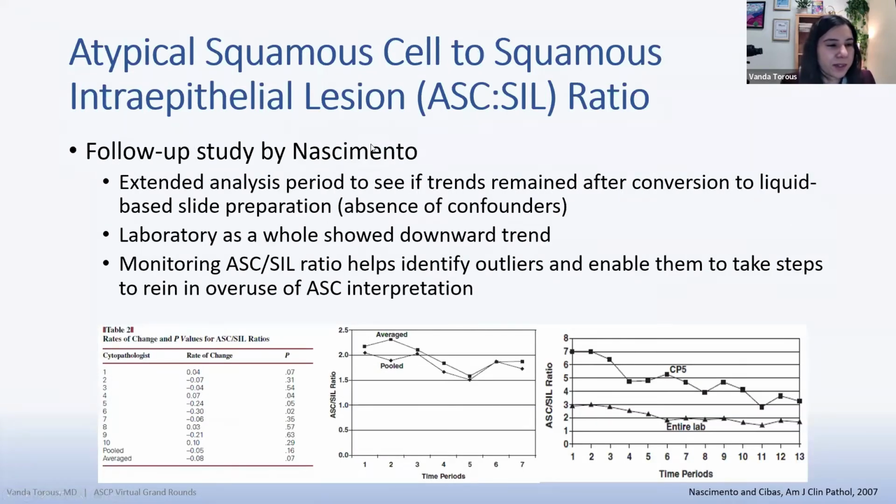The same group did have a follow-up study out of Brigham and Women's Hospital as well. At the time of the first study, they had also been converting from conventional smears to liquid-based preps. So, there was a potential confounder, but they found that this trend continued over time. And what they found was that monitoring this ratio helped identify outliers and enable them to take steps to rein in overuse of the ASC interpretation.